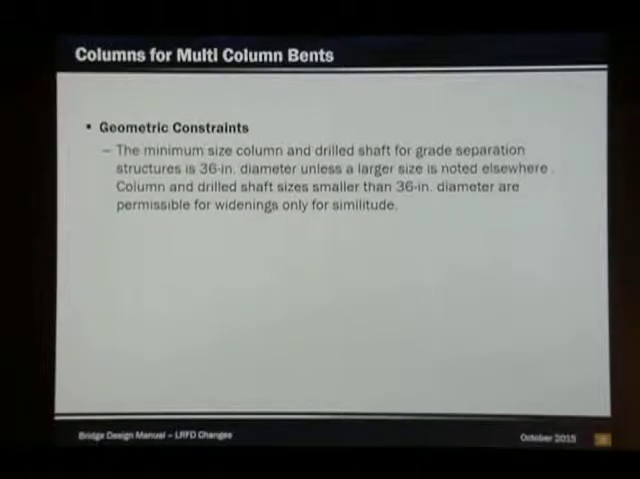So for columns for multi-column bents, under the geometric constraints information, the minimum size column and drilled shaft for grade separation structures is 36-inch diameter unless a larger size is noted elsewhere. Column and drilled shaft sizes smaller than 36-inch diameter are permissible for wide pier-type bents only.